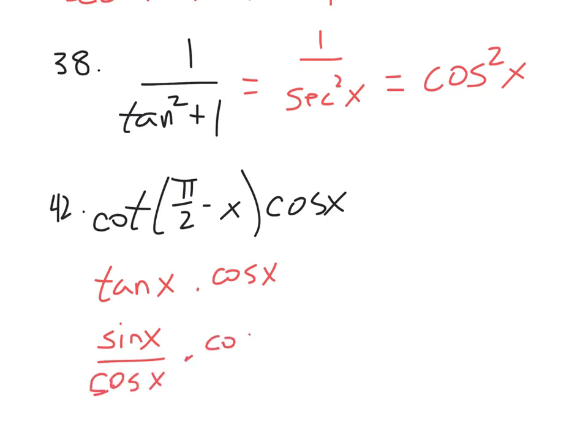And now we're multiplying it by cosine, which is over 1. Cosines cancel, and so we have sine of x.